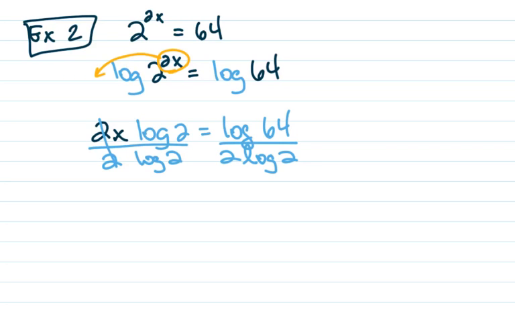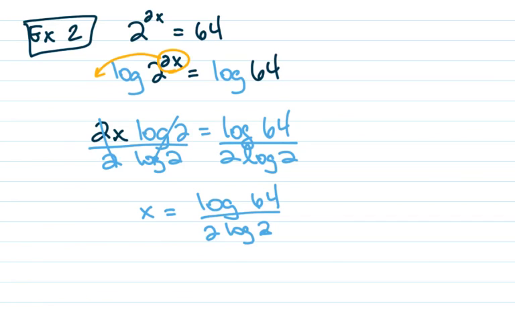2 over 2 is 1. Log of 2 over log of 2 is 1. So I'm left with x on this side equals log 64 divided by 2 log of 2. So ultimately, we're going to plug this into our calculator. We have to be smarter than the technology we use.